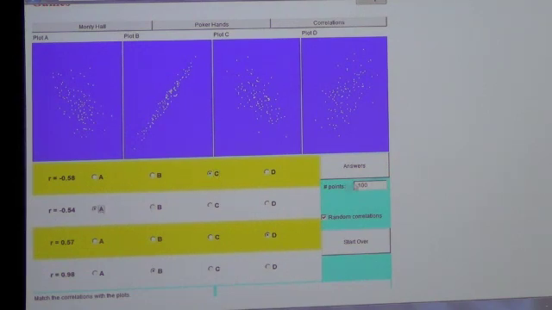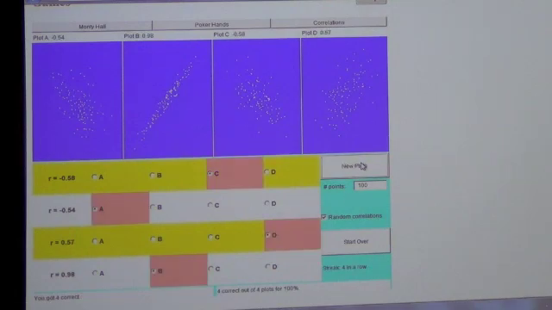All right, let's see if we get this right. Is that right? Yeah, 4 correct. It should turn green. Yeah. Okay, now you're ready. Let's get new plots.